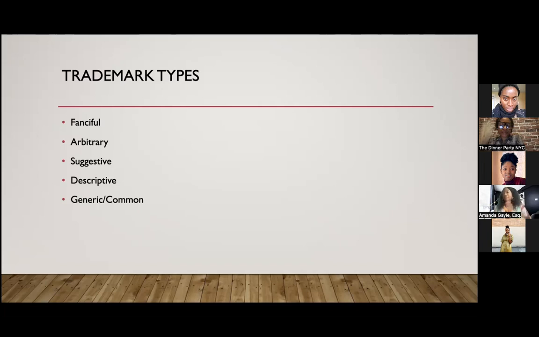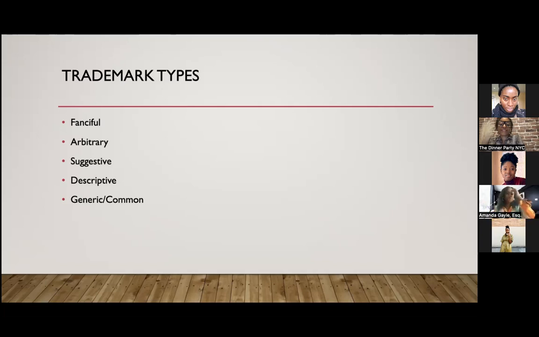So suggestive, I'll just go Netflix. Netflix, they create TV, film, it's streamed through the internet, Netflix, right? So it's not direct, but it's suggesting to you as the consumer, hey, this is what we do, without slapping you in the face with it. Brands that slap you in the face with it are considered descriptive. So the top three that we were talking about are very good names in terms of trademark registration eligibility.